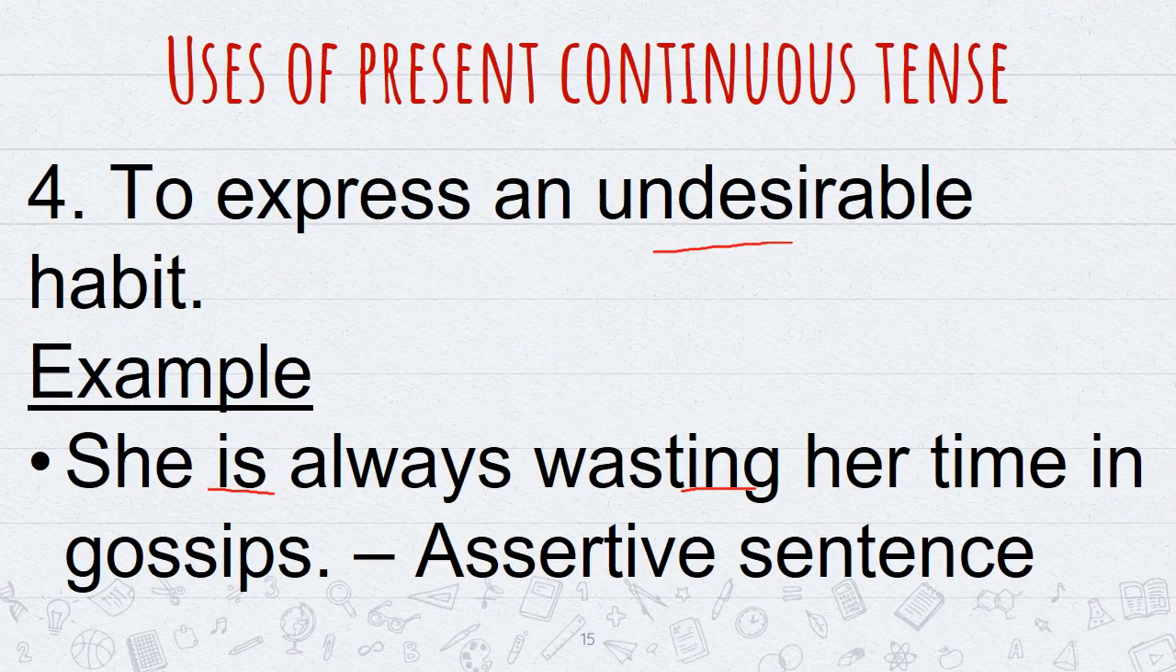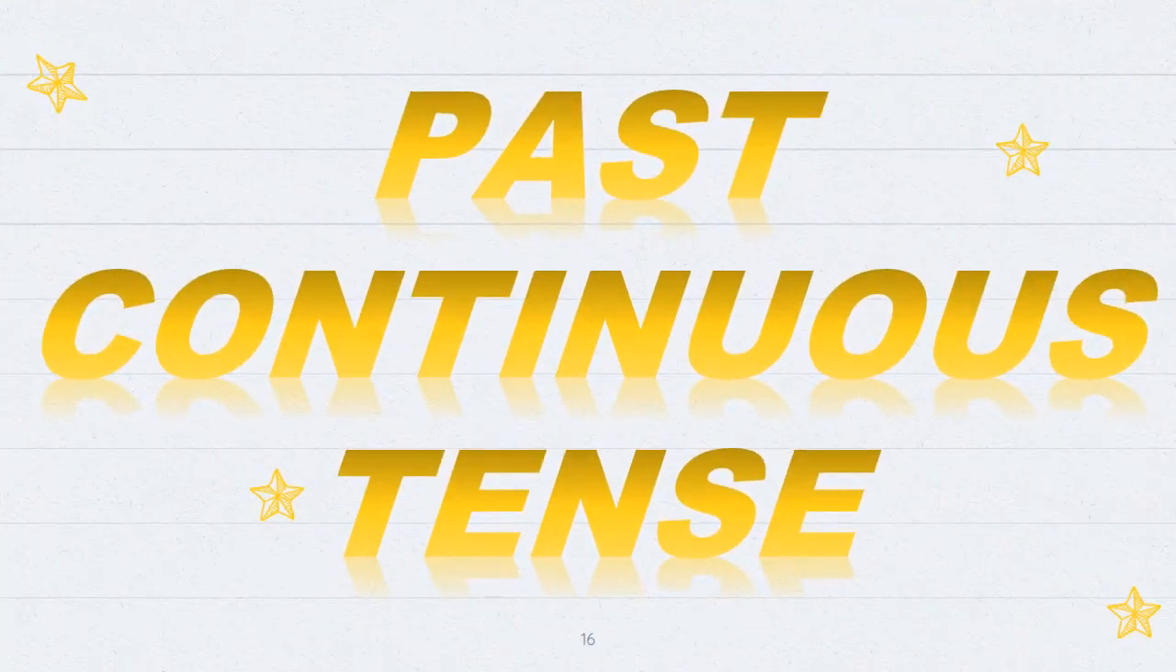Number 4 use of present continuous tense is to express an undesirable habit. For example, she is always wasting her time in gossips. This is assertive sentence. If I talk about its negative sentence, it will be she is not always wasting her time in gossips. And if I talk about its interrogative sentence, it will be is she always wasting her time in gossips? Now, past continuous tense.